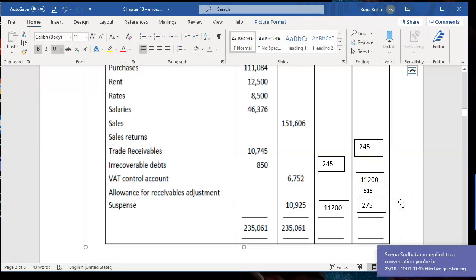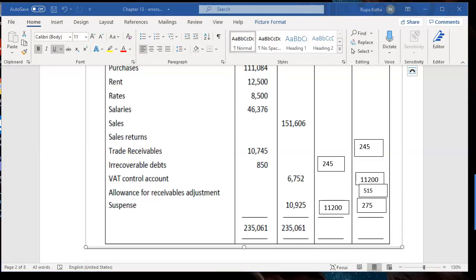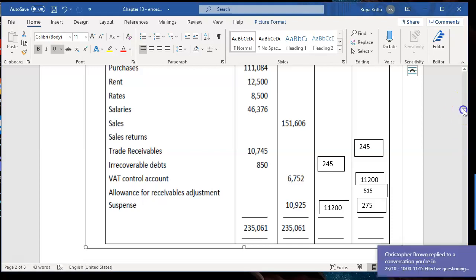So because the allowance is decreasing, allowance for doubtful debts adjustment account has been credited and allowance for doubtful debts account has been debited. Only thing is, instead of calling it allowance for doubtful debts, they are calling it allowance for receivables, but it is the same thing. This is a question from the old question paper, so that's why the terminology is a little bit different. Now let's look at the next adjustment.